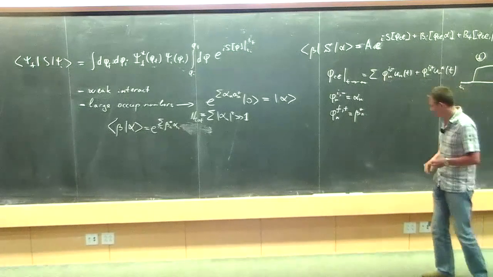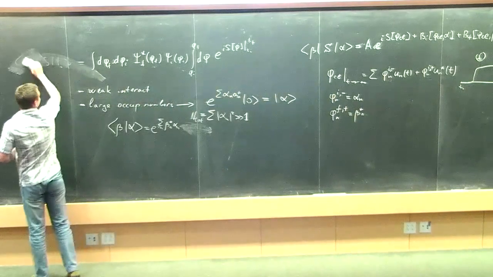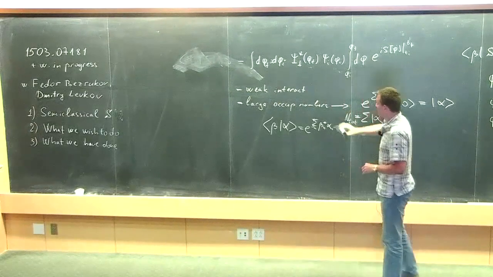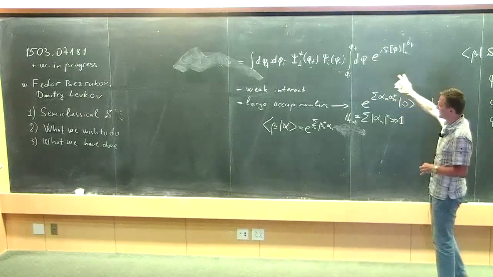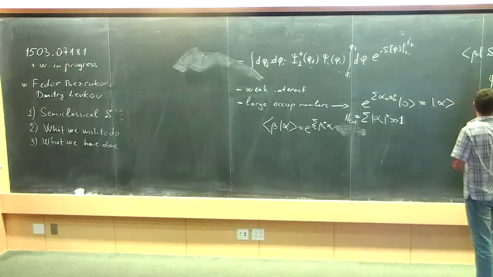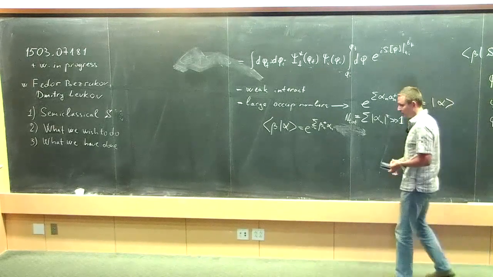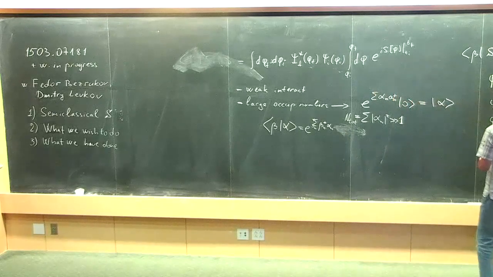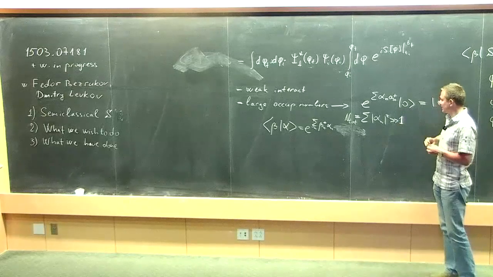Okay, then to the second part. So maybe I should not erase that. So now we want to apply it to the gravitational system. That was a very general formalism, and actually, as I said, it was applied to various problems in field theory, like baryon number violating processes and scattering with large final multiplicities. Another thing worth commenting on here is the validity of the semiclassical approximation.